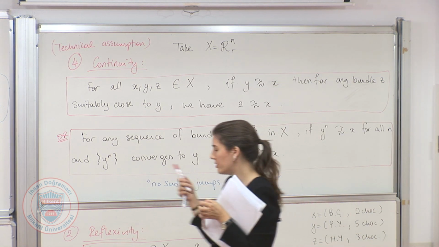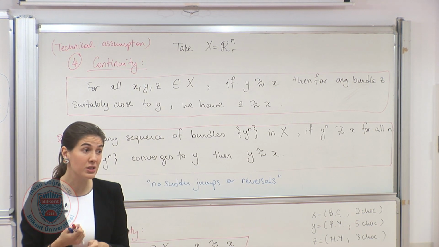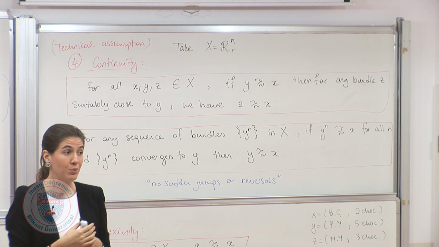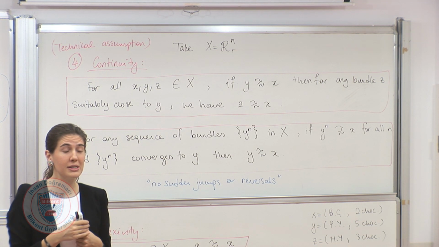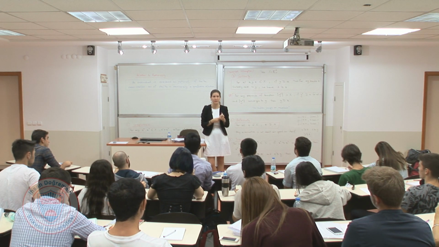But if your grandma's preferences actually have sudden jumps, ups and downs, she could still be rational. But as I said, this is a technical assumption that we require so that her preferences can be represented via functions. So you'll see, all right?